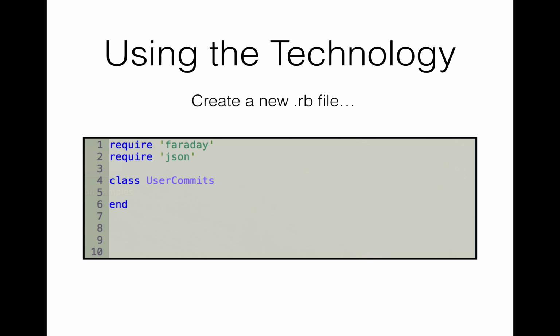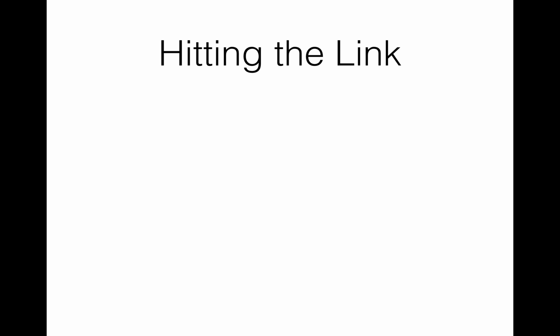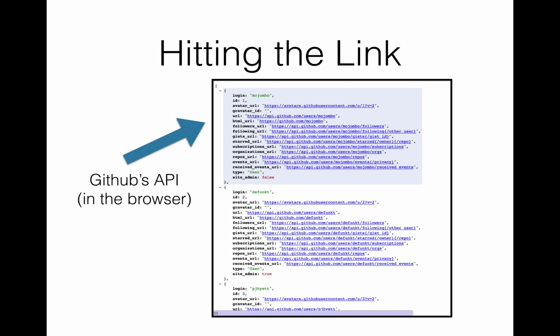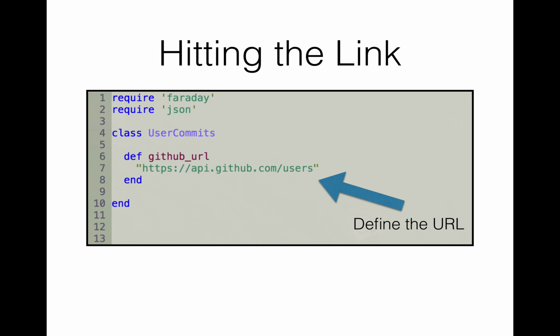So let's write some code. We're going to create a new .rb file. As you can see, at the top we're requiring Faraday and we're requiring JSON. We're creating a class called userCommits. First step, we're going to need to hit the link for the API. This is what GitHub's API looks like in the browser. This is the link. We're going to create within our class userCommits the GitHub URL.